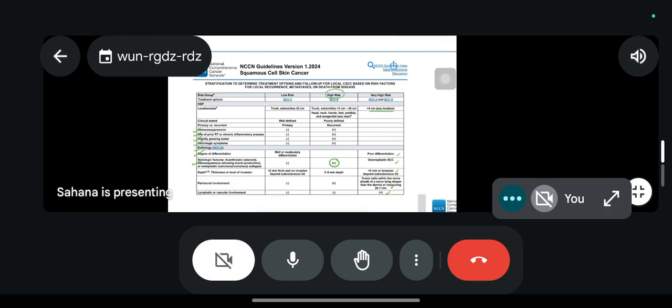Squamous cell carcinoma of skin of other sites is not included. Because it is head and neck, this comes in high risk. They have included it, but this staging belongs to head and neck squamous cell cancer. It's not for others.